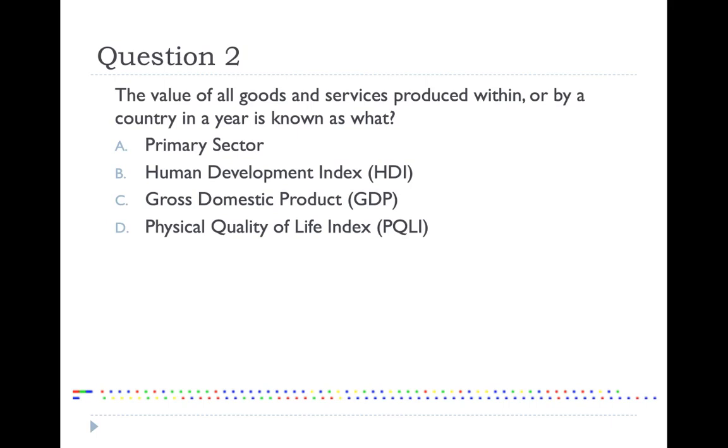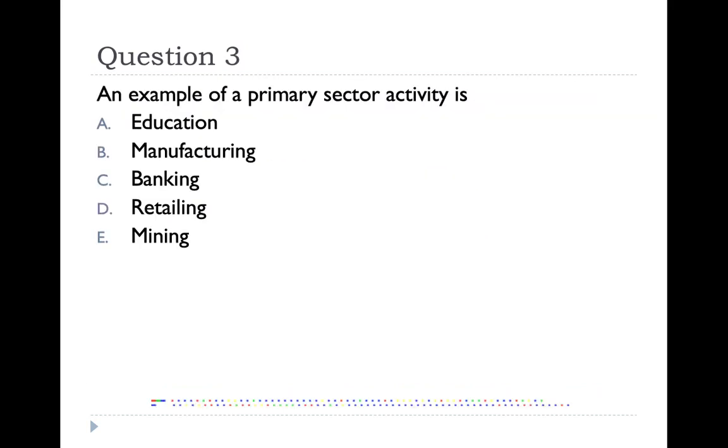Question number 2. The value of all goods and services produced within or by a country in a year is known as what? This is our GDP, or our gross domestic product. Remember, when they are looking at GDP per capita, they are looking at the value or the average value of goods or services per person. So the amount of wealth. An example of a primary sector activity is what? That would be mining. Primary sector activities are obtaining some sort of resource from the earth.